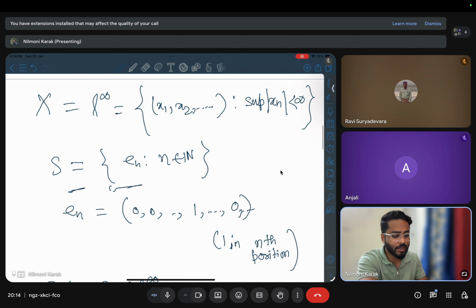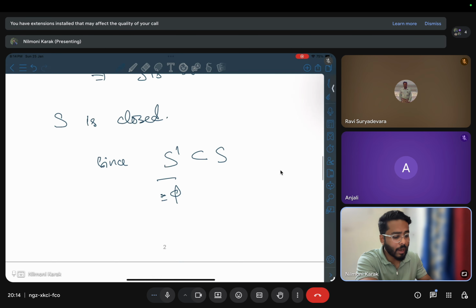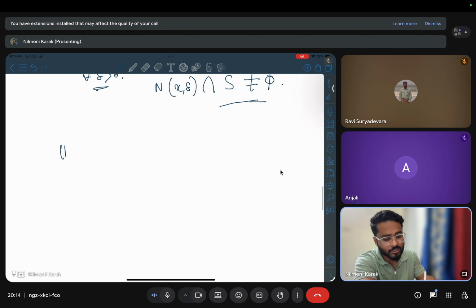Because this is not a dense type set, this is a discrete type set. Like, how to show this natural number set is closed also? Is this set closed or not?